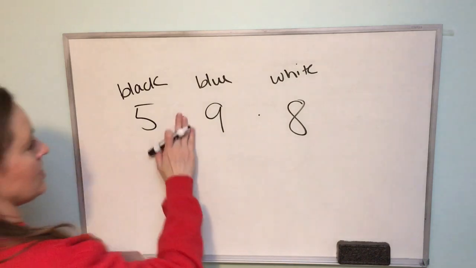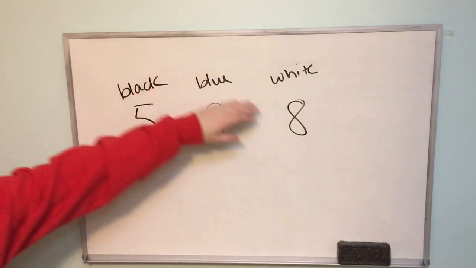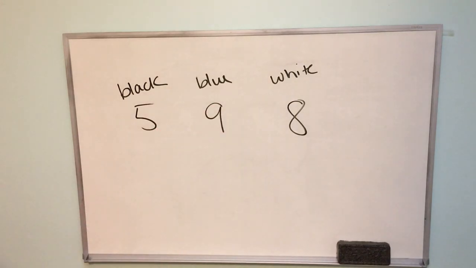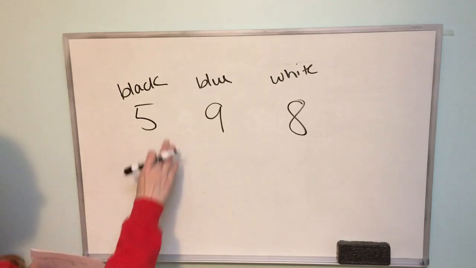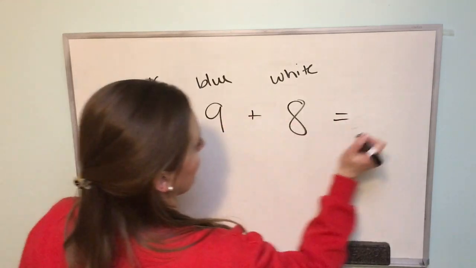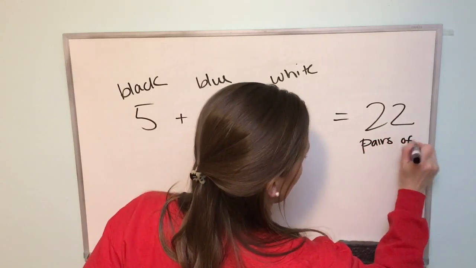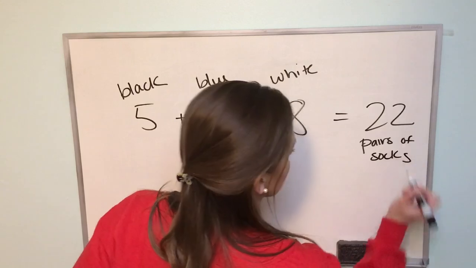Now, what I just did here was bad. That was bad, teacher. I have 5 black socks, 9 blue socks, and 8 white socks. But how many pairs of socks total do I have in the drawer? Right, 22, right? I'm just adding these all together. There we go. To get 22 pairs of socks.